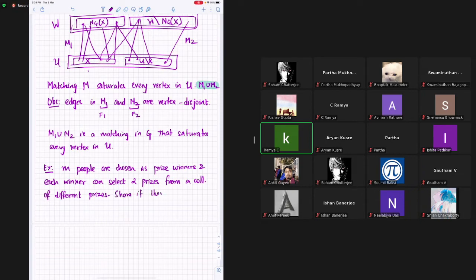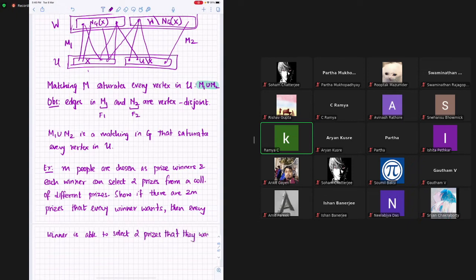If there are two M prices that every winner wants, so every winner says I like this price, 2M such prices. If this is the case, then I want to say that every winner can actually select two prices from the bag. Then every winner is able to select two prices that they want.